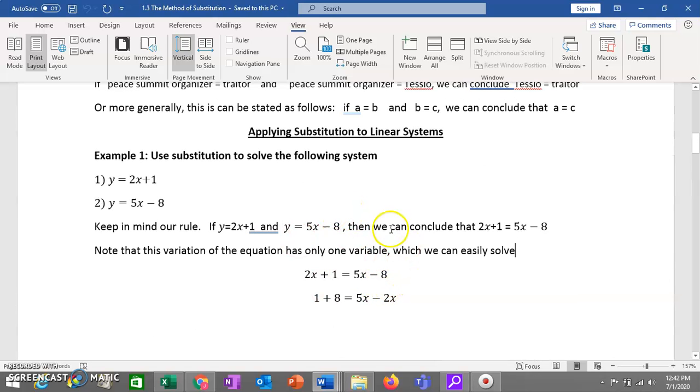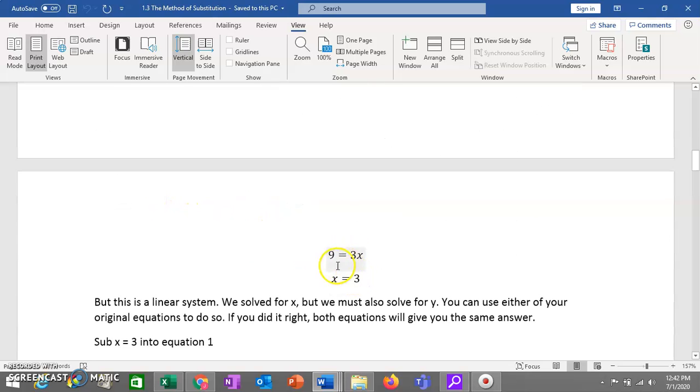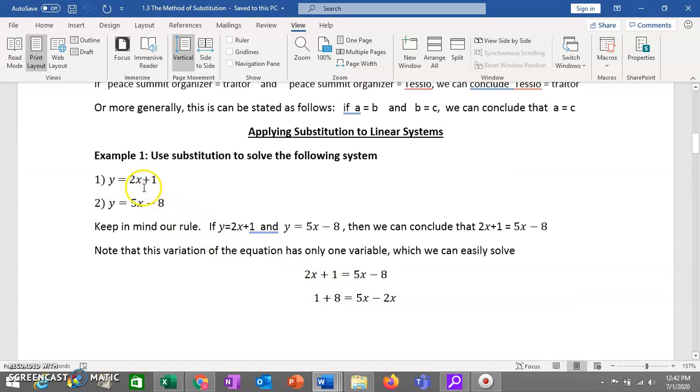Okay, so by using substitution, we are able to find out one of the two variables. So we found out x. We found that x is equal to 3. But we're not done yet because remember that the solution to a linear system gives you an x and a y. So we also have to find a y. But now it's really easy because if you know what x is, you can just substitute 3 for x in either one of these equations. Again, it doesn't really matter which one.